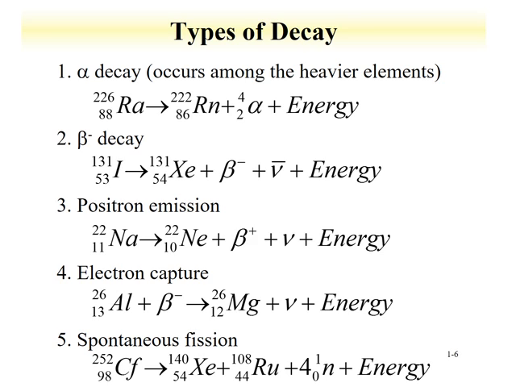And then spontaneous fission, which occurs in some of the heavier actinides, where you will have the isotope splitting. An example here is an asymmetric split. Here's an example of californium going to xenon and ruthenium.